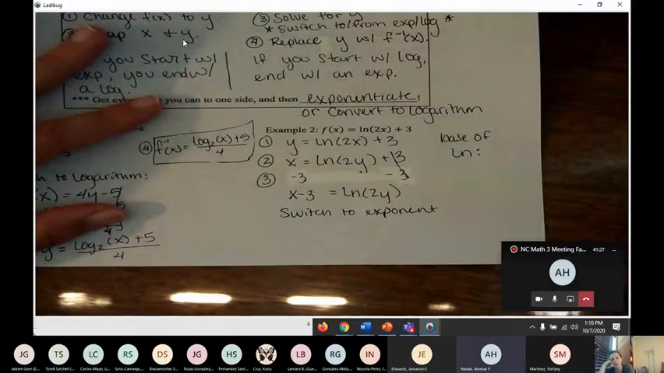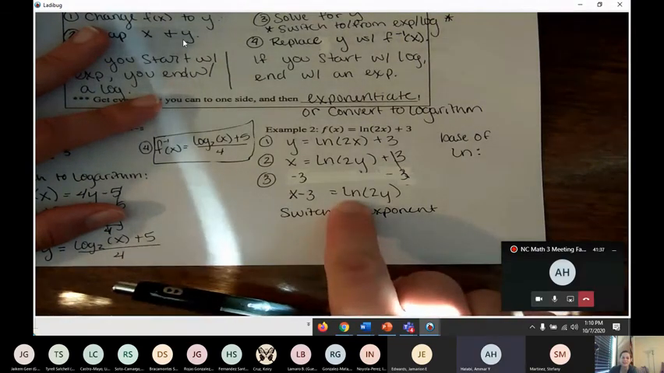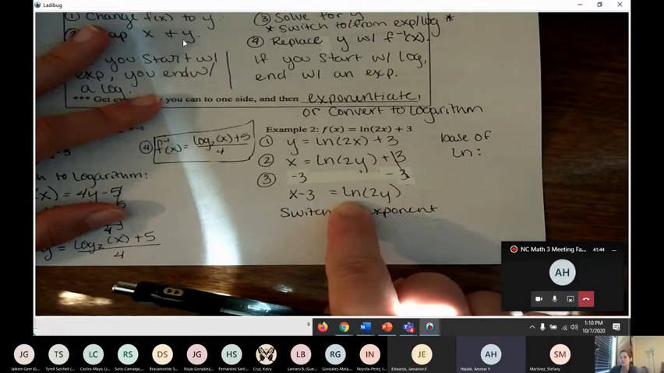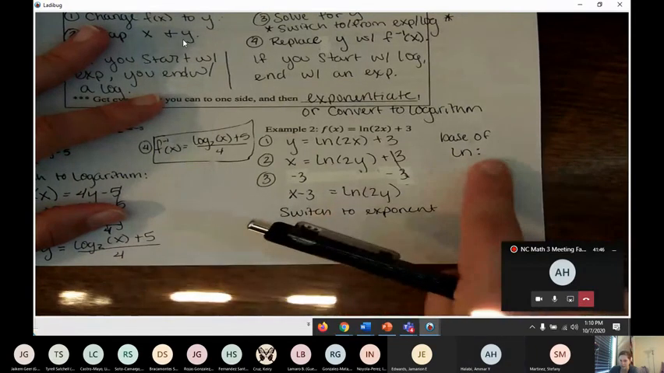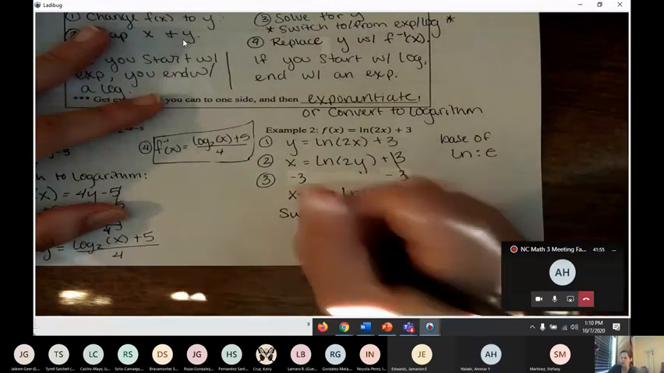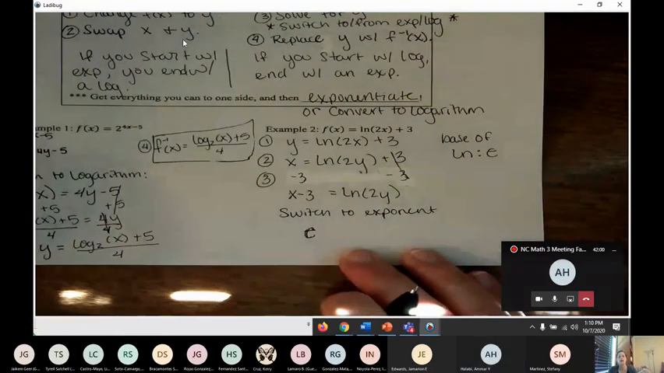Amar, what's the base of ln? We just read it. No, what's the base of ln? We just read it together. We said the base of the ln is e. So e. What should I write for the base of ln? Equals e. Yes, thank you. Okay, so we're gonna write this. Our base is e. All right, thank you, Amar.